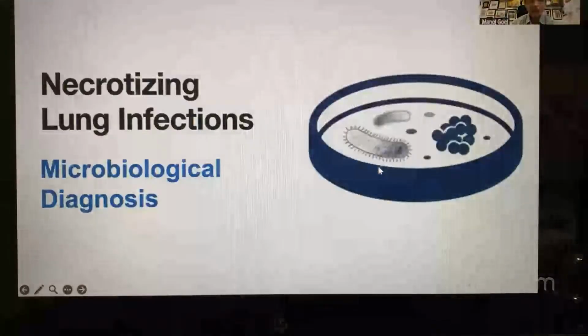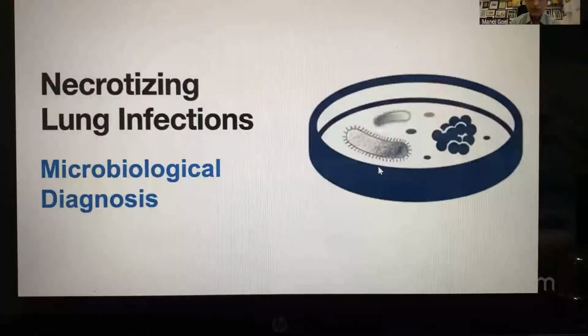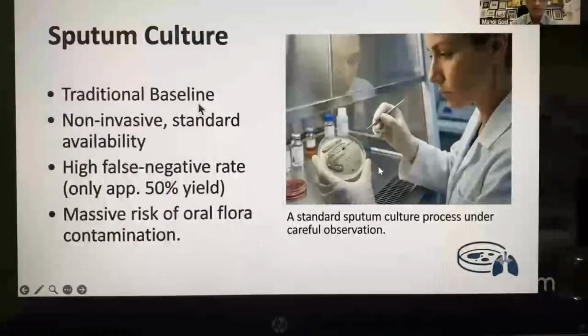suggestive of infarct. The microbiological diagnosis is also extremely important, and the sputum culture remains the traditional baseline investigation. It is non-invasive, widely available. But the problem with the sputum culture is there is a high false negative rate of more than 50%, and there's also a massive risk of oral flora contamination, and that makes it difficult to understand whether it's a real flora from the lung abscess or necrotizing pneumonia, or it is just a contaminant.